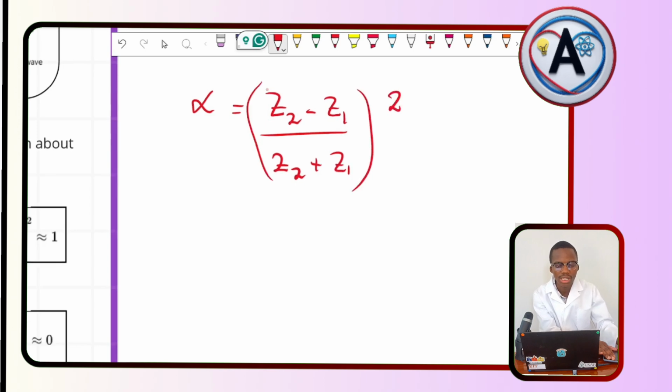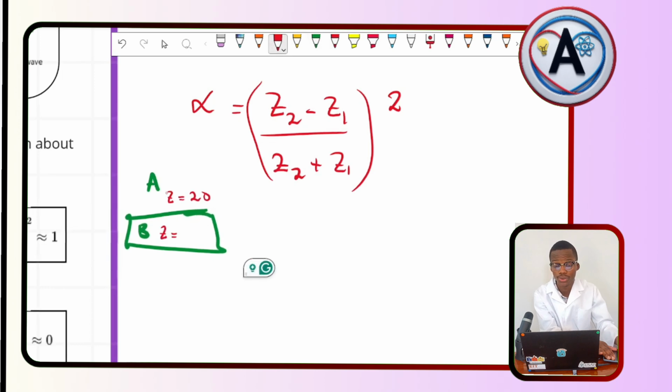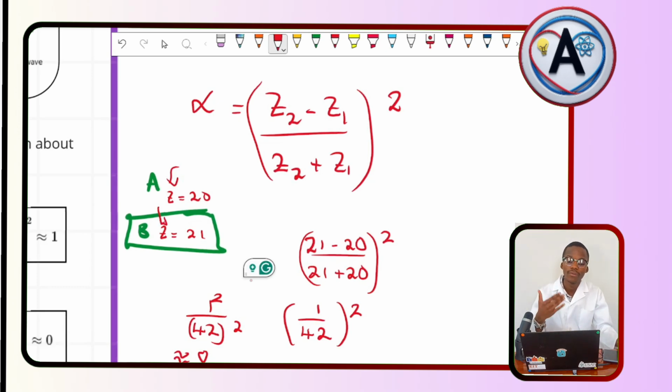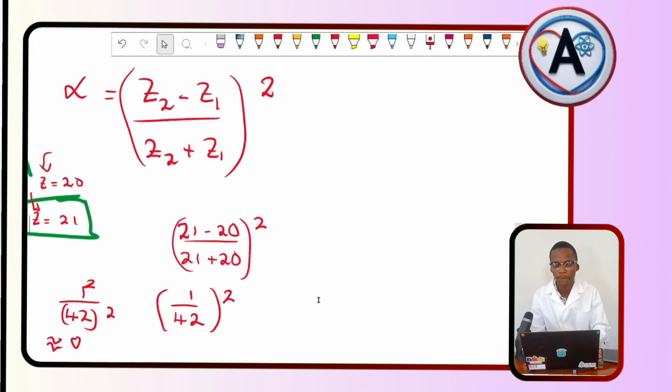So you can think of this as if you have material A and material B, where the Z for A is equal to 20 and the Z for B is equal to 21, let's say. At the top you're going to have 21 minus 20 divided by 21 plus 20, all of that squared. That's going to be 1 over 41, which is a very, very small number, all of that squared. This number is nearly 0. What that tells you is that if the acoustic impedances are very similar in magnitude, you're going to get most of the wave passing through and very few of the waves being reflected. I hope it's making sense.